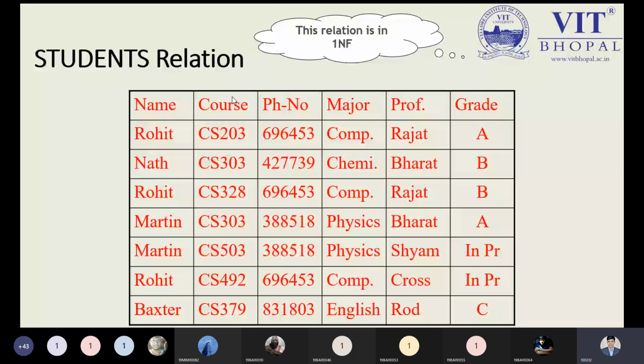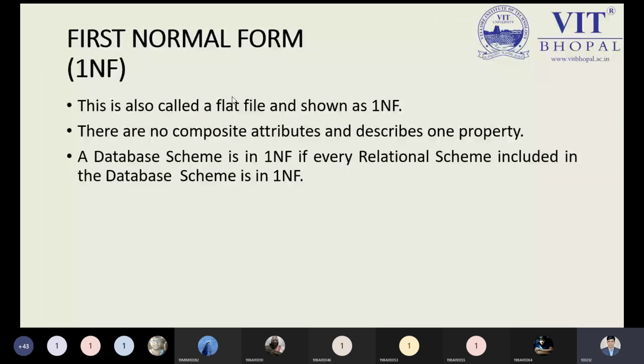Now see, this is the first point we need to keep in mind. The table, the relation we have, can have duplicate records, no problem. That is known as the first normal form. There is no composite attribute, and only one property is described; we keep only the information, nothing else.